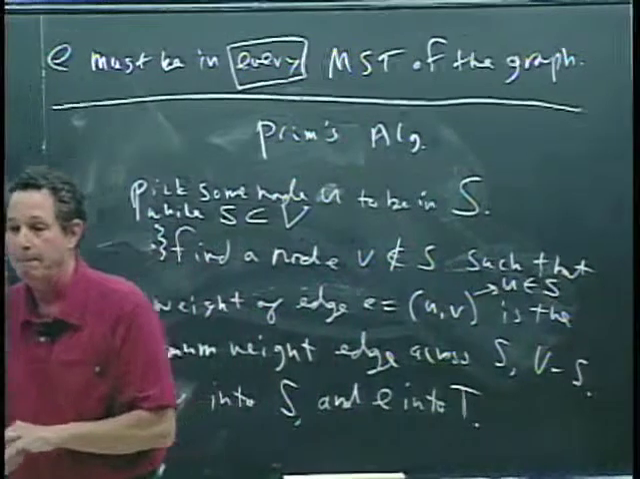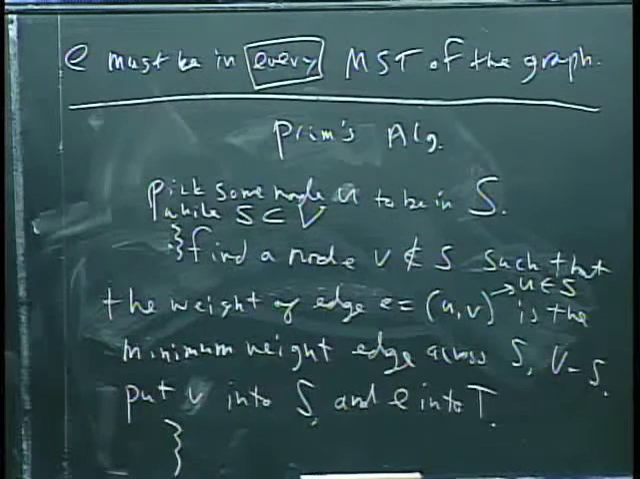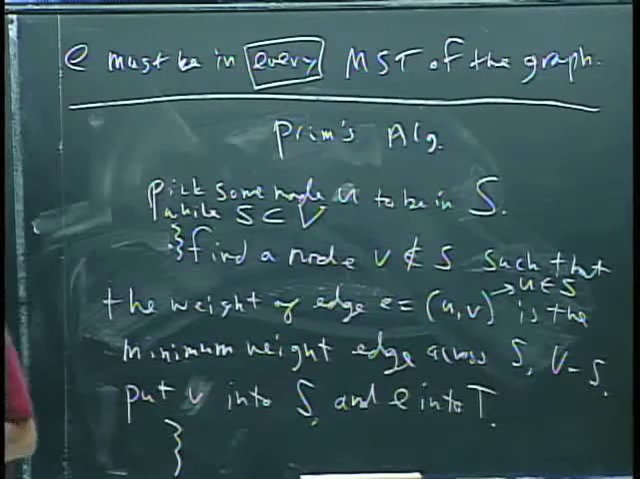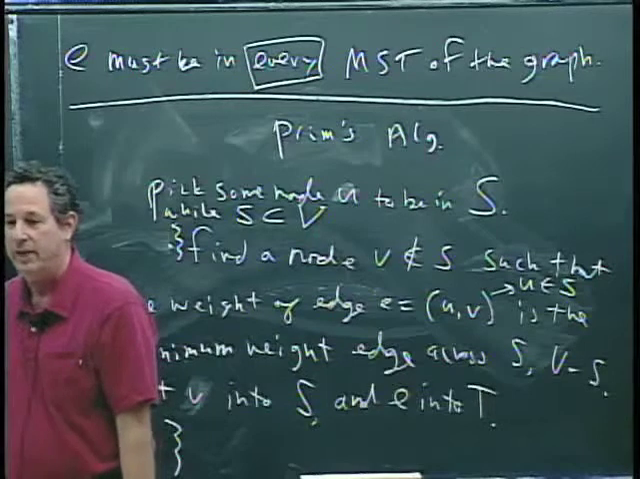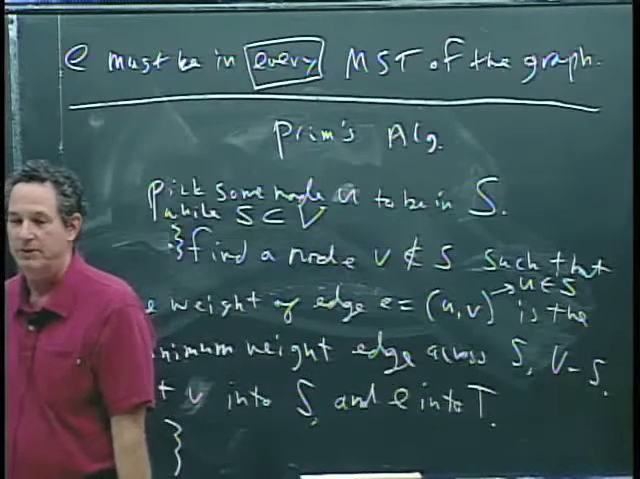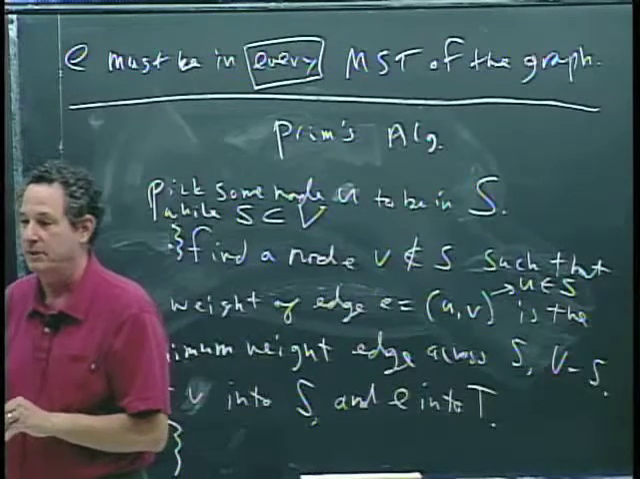Yeah? Can there actually be multiple minimum spanning trees if there are distinct weight edges? Wait, can you say that again louder? Okay, if all the edges have distinct weights, can there actually be multiple minimum spanning trees? Oh, okay. Well, that sounds like another good homework question. If all the edges have distinct weights, can there be more than one minimum spanning tree, or is the minimum spanning tree unique?